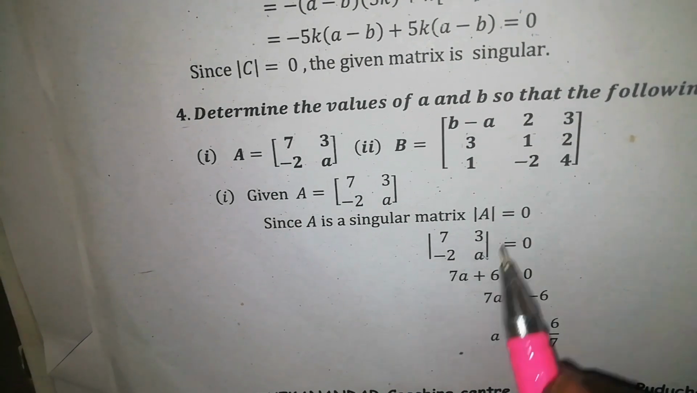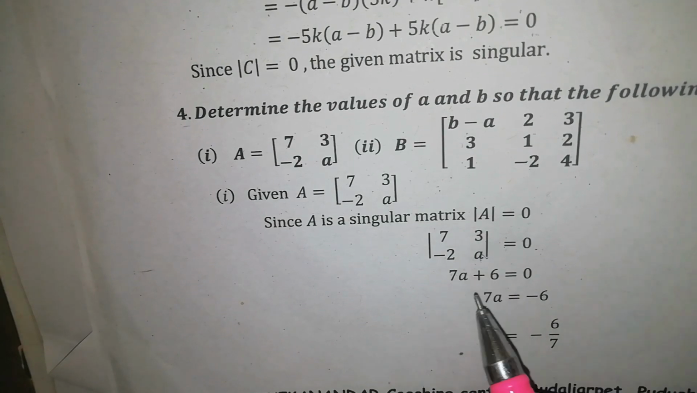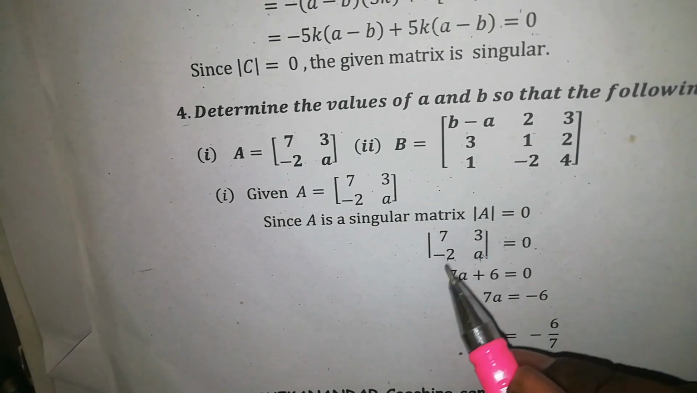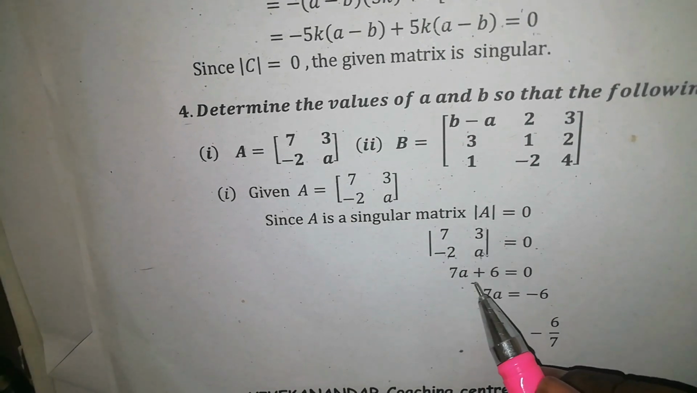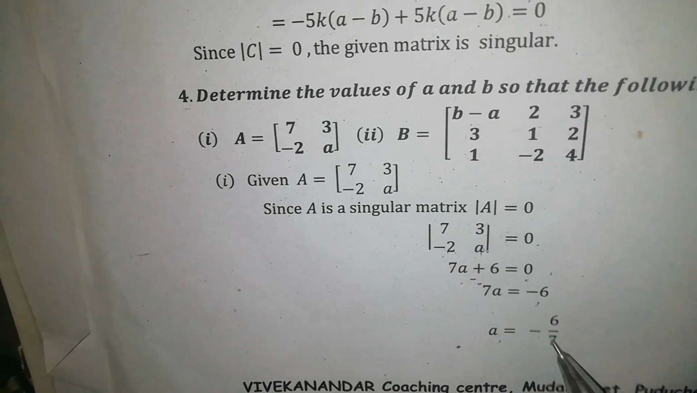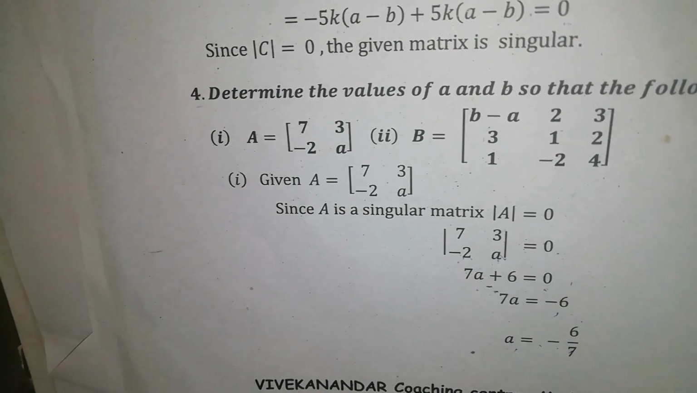So put the determinant symbol and take the cross multiplication. 7 into a, 7a, minus 3 into minus 2, which is minus 6, so plus 6 equal to 0. So 7a is equal to minus 6, so a equals minus 6 by 7. Then the next problem.